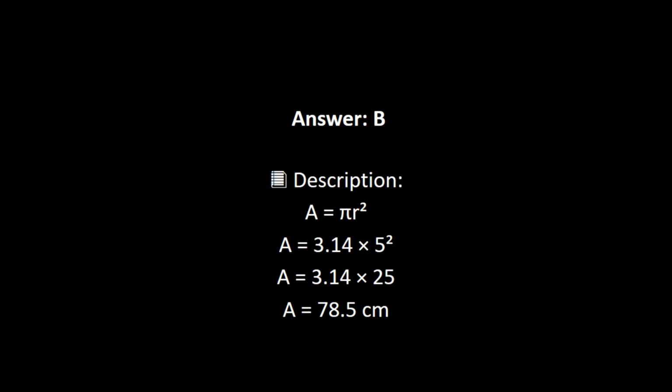Answer: B. Description: A equals pi r squared. A equals 3.14 times 5 squared. A equals 3.14 times 25. A equals 78.5 centimeters squared.